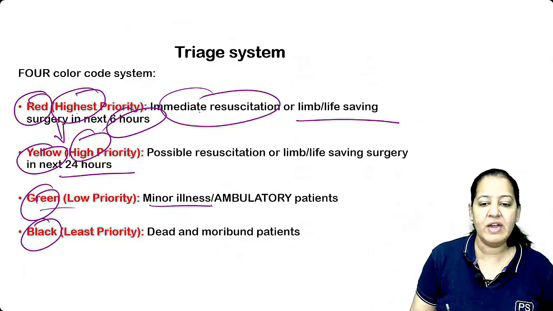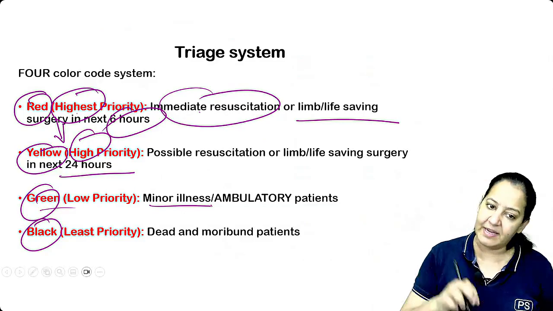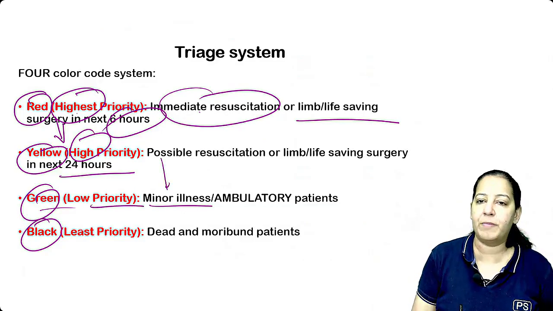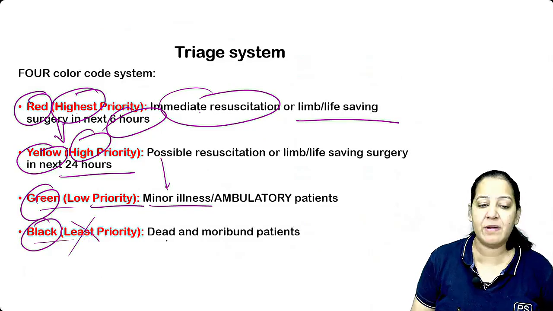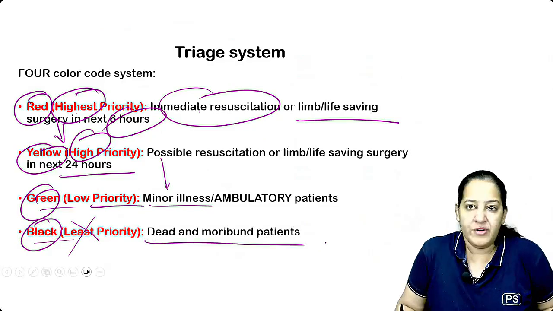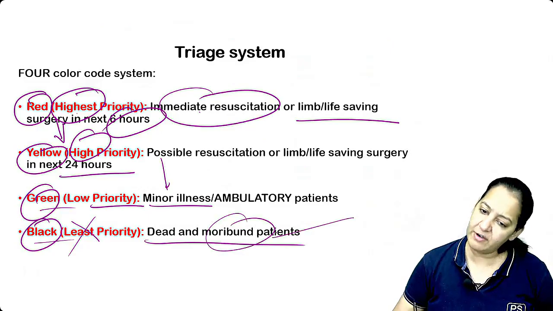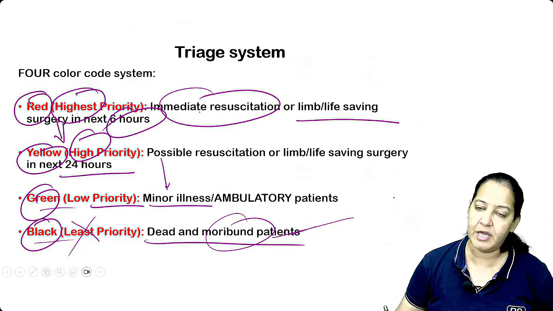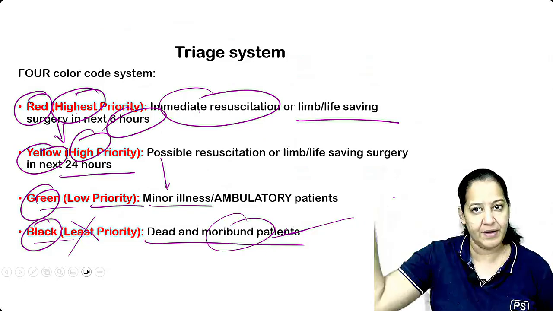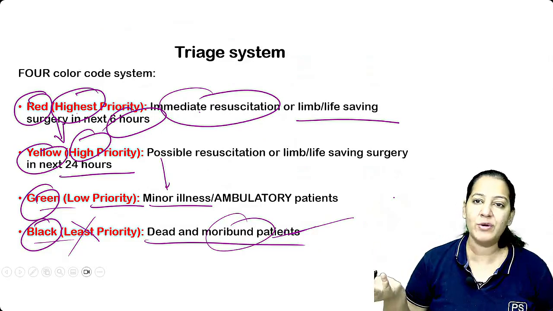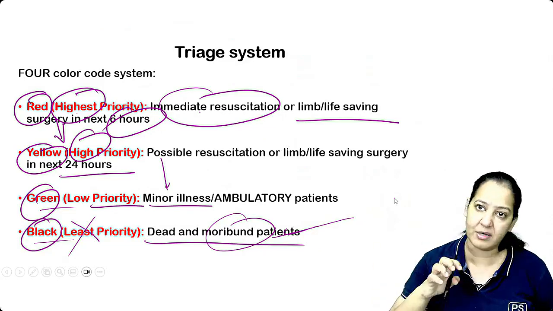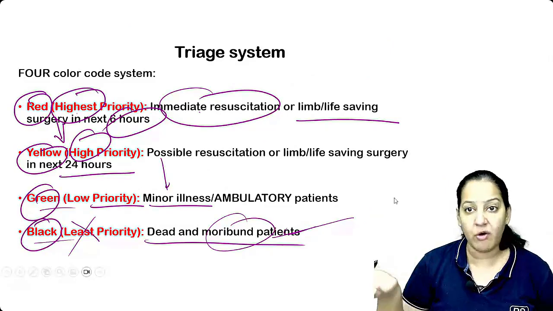The green ones are the minor injuries. You can take them in the next category. It is low priority. And no priority, the least priority, is the black. These are dead and moribund. They are already dead. Now you cannot do anything. Or they are moribund. They are about to die. Even if you treat them, you are not able to save them. Imagine the person is having a skull crack and the brain is out. You are not going to save this person anyhow, although the heart is still beating. So there is no use of wasting time.